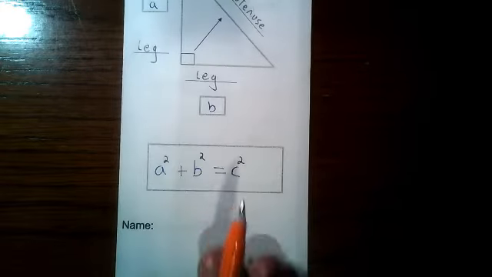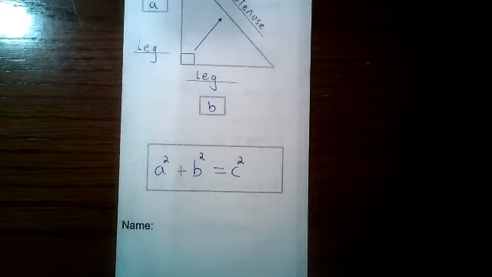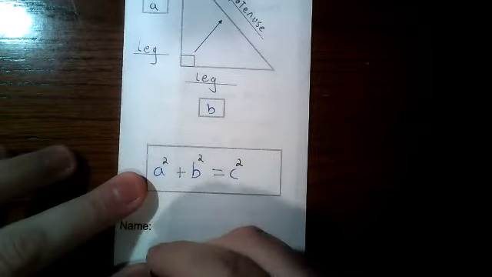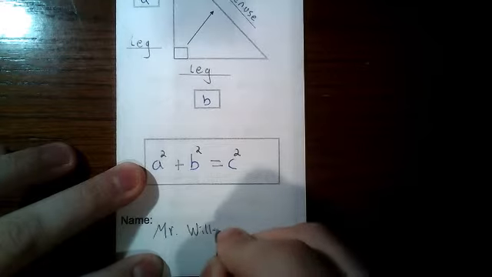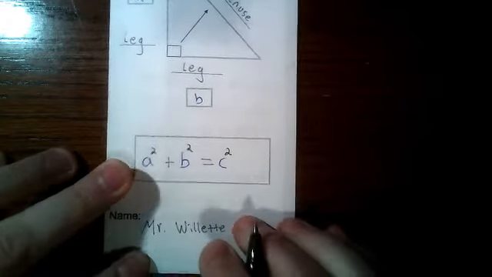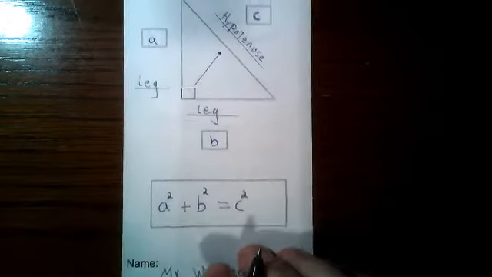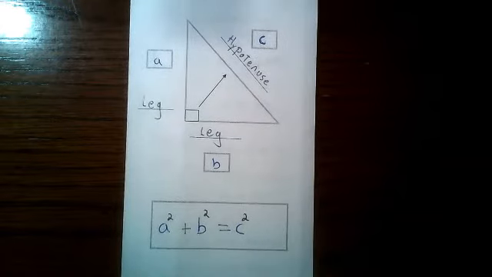So we have the outline of the Pythagorean Theorem, and you're going to put your name in. Mine's going to be Mr. Willett. You're not going to write Mr. Willett, you're going to write your own name. And then we'll open this up and we'll get started with actually using the Pythagorean Theorem.